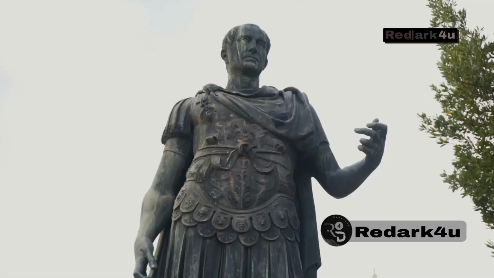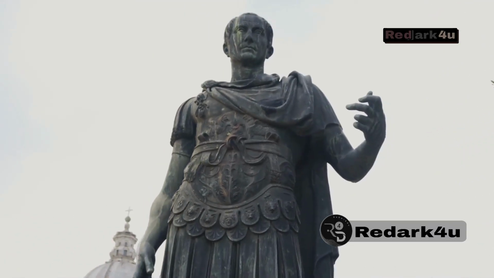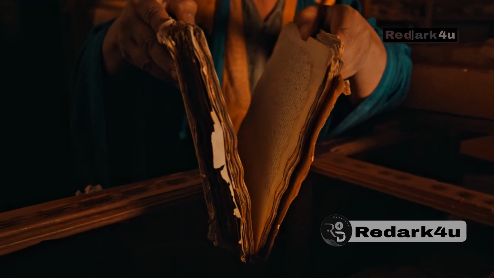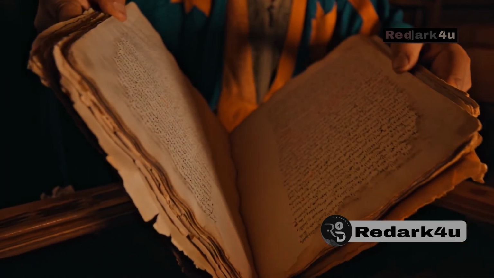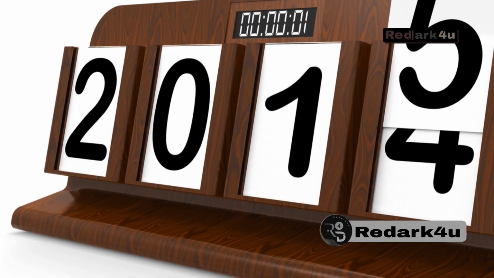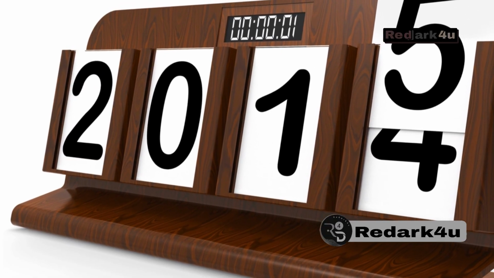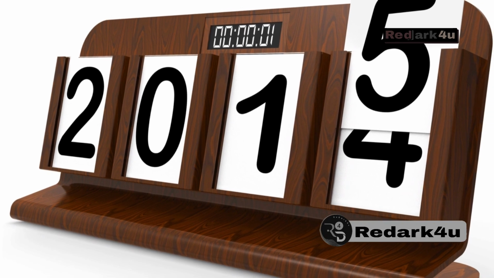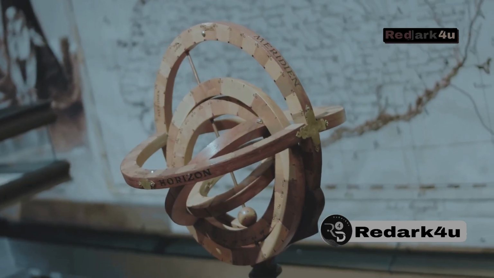Later, Roman Emperor Julius Caesar introduced the Julian Calendar in 46 BCE. This was a significant leap forward, replacing the old Roman calendar, which was, well, quite a chaotic mess. The Julian calendar was based on the solar year, with 365 days and an extra day every 4 years, the leap year. This was a much more accurate system.